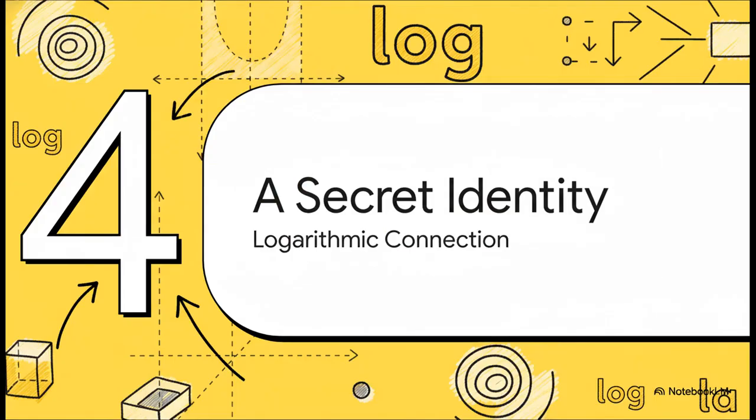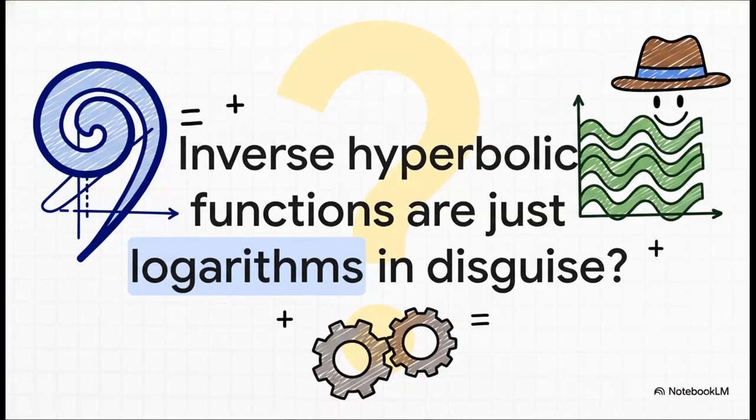These functions are hiding one more major surprise. They have a kind of secret identity that connects them to a completely different part of math that you'd never expect. Logarithms. So, if we look at the inverse functions, the ones that undo what cosh and sinh do, we find something totally wild. You'd think they'd be some new, complicated thing to memorize. But they're not. They're actually just logarithms, wearing a costume.